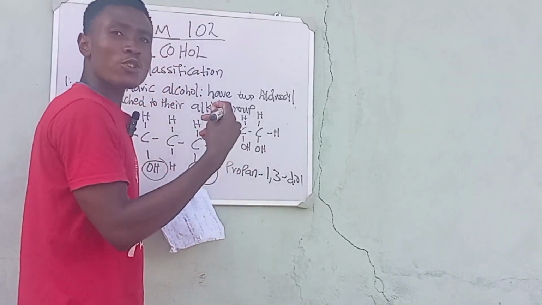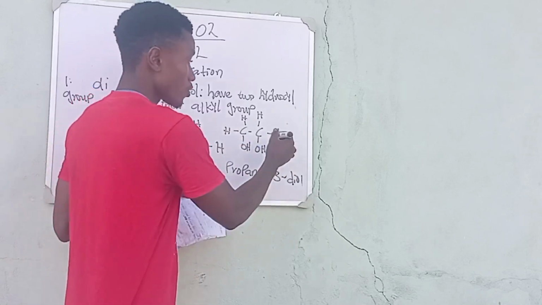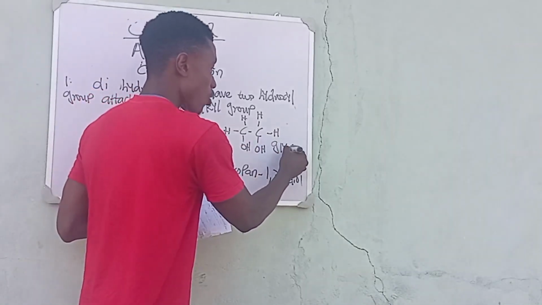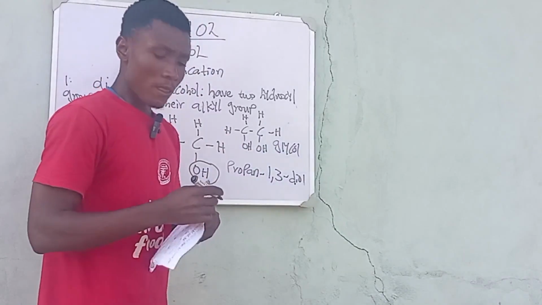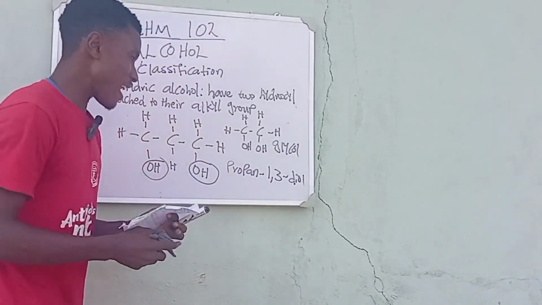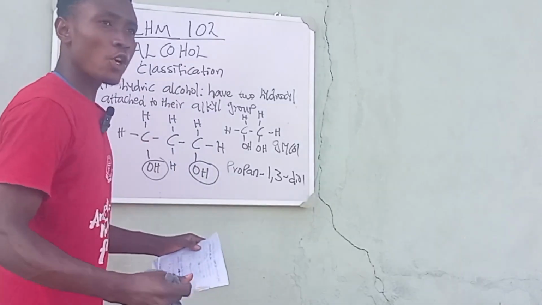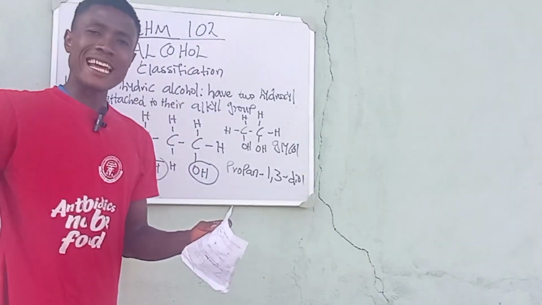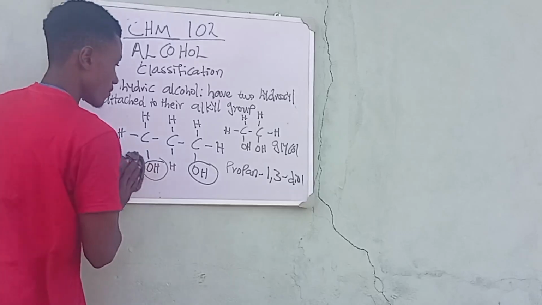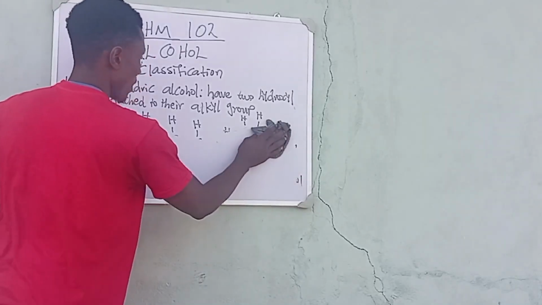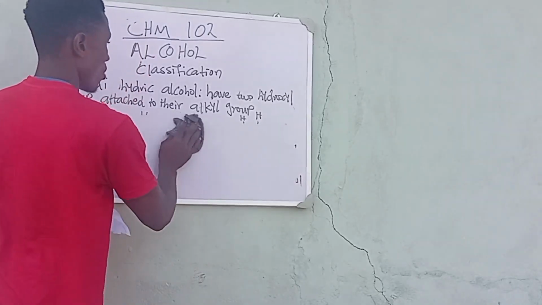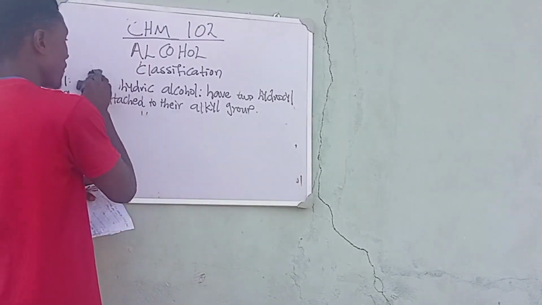Ethane 1,2-diol is also known as glycol. So simply say this is known as glycol, because ethane 1,2-diol is also known as glycol. Let's move on to the third classification of alcohol, which is the trihydric alcohol. So let's move on to our trihydric alcohol.